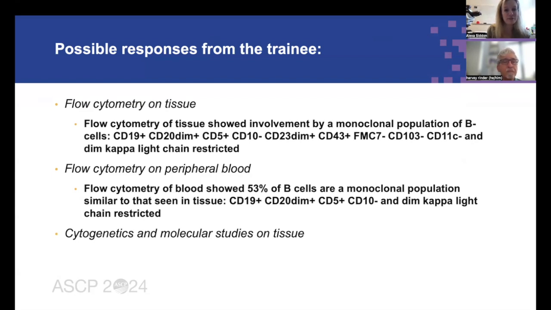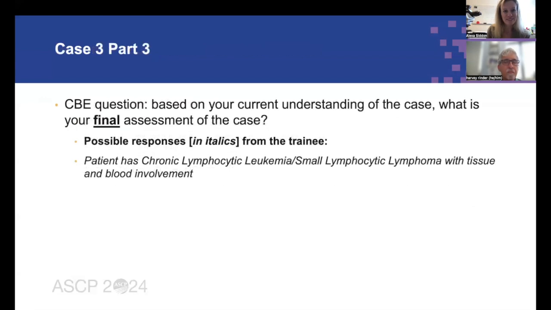Follow-up testing on peripheral blood, if that was requested, might show flow cytometry of the blood showing 53% B cells that have that same immunophenotype as on the tissue. And the cytogenetics and molecular studies, if that was requested, could show a deletion 17p, but no TP53 mutation. So based on your overall understanding of this case as a whole, what is your final assessment of the case?